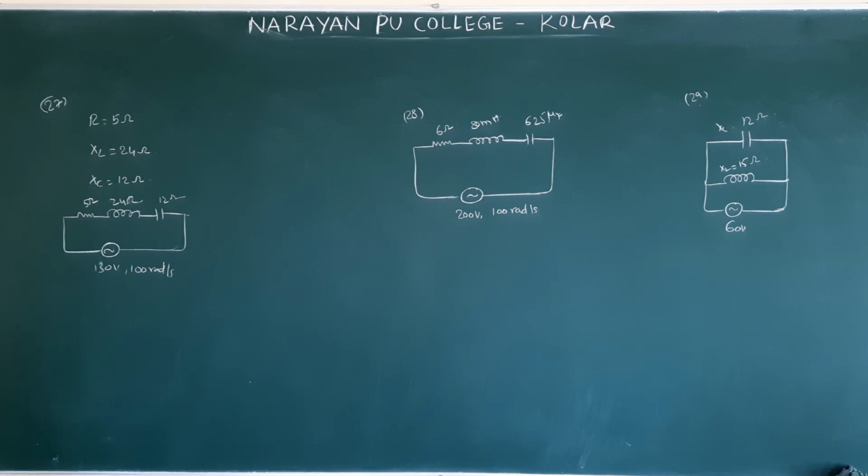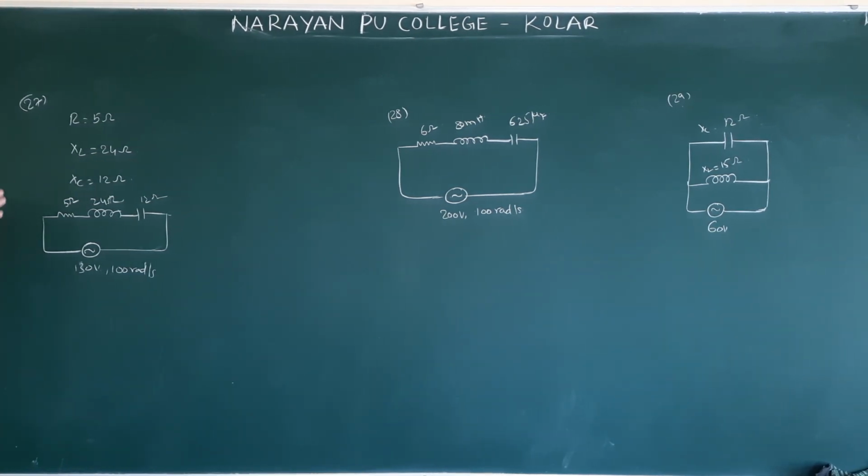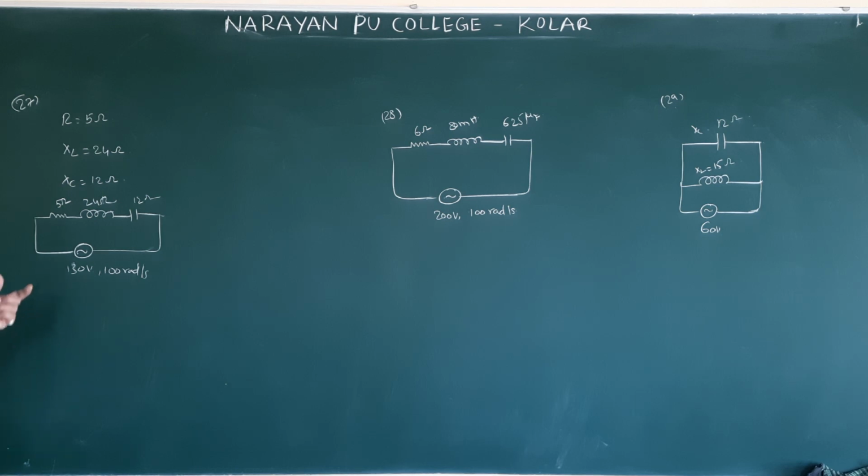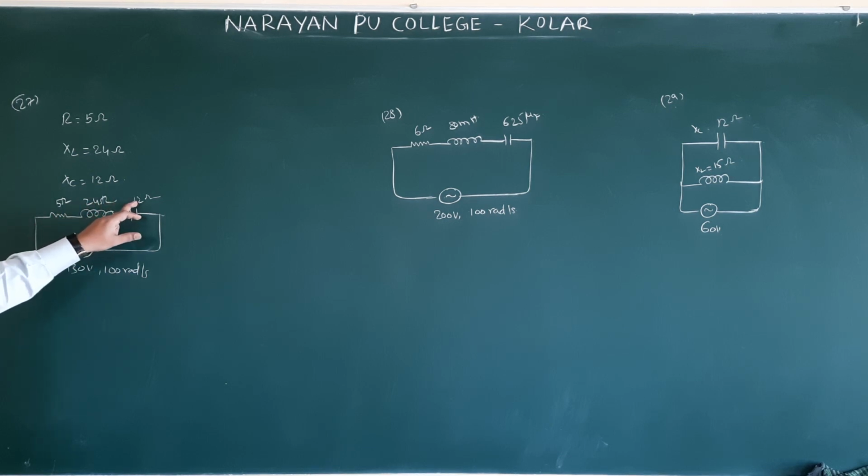Next, see question number 27. An AC series circuit consists of capital R 5 ohms, XL 24 ohms, XC 12 ohms. How much power is developing within this circuit? See, 130 volts, 100 radian per second. 100 radian per second means this is omega, they give, not frequency. 5 ohm, 24 ohm, 12 ohm, so this is nothing but XL, XC reactance. What they are asking? Power. What is the power formula?